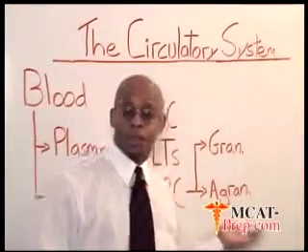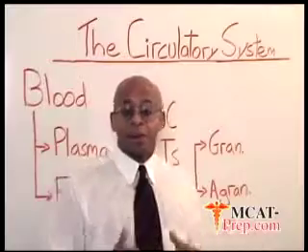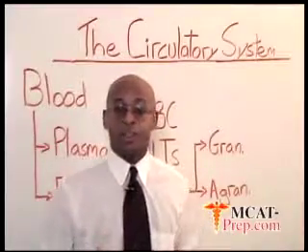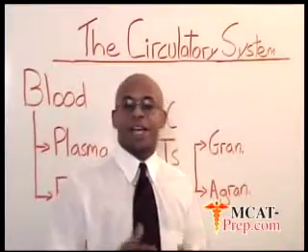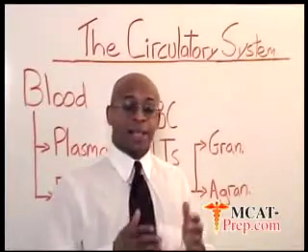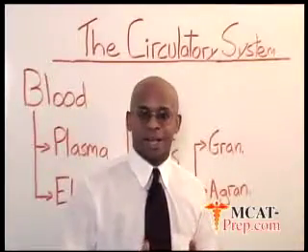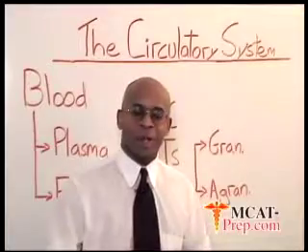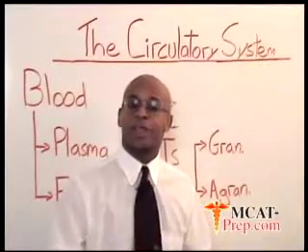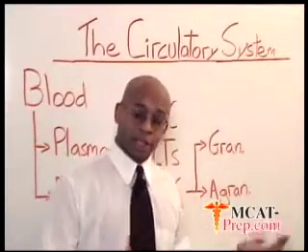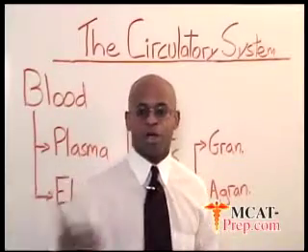Then there are agranulocytes, and the agranulocytes are mostly divided into lymphocytes and monocytes. Lymphocytes are a type of cell that we're going to discuss in greater detail when we look at the immune system and the lymphatic system. But the lymphocytes are indeed part of blood.